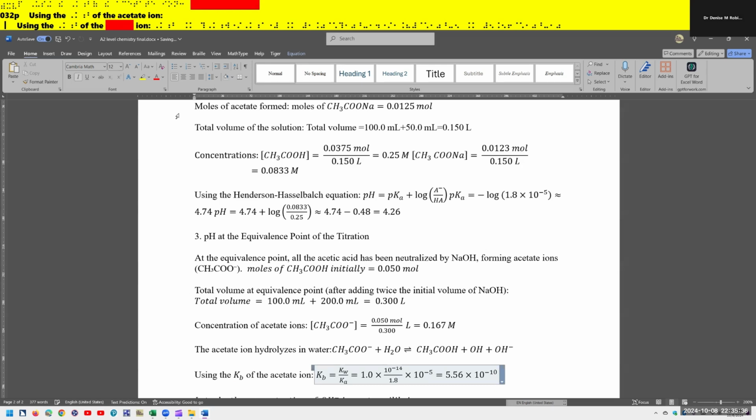Control equals selected. Aha! K sub B equals K sub W over K sub A period. Comma. There you go. Equals 1.0 times 10 to the minus 14 over 1.8 times 10 to the minus 5 equals 5.56 times 10 to the minus 10.